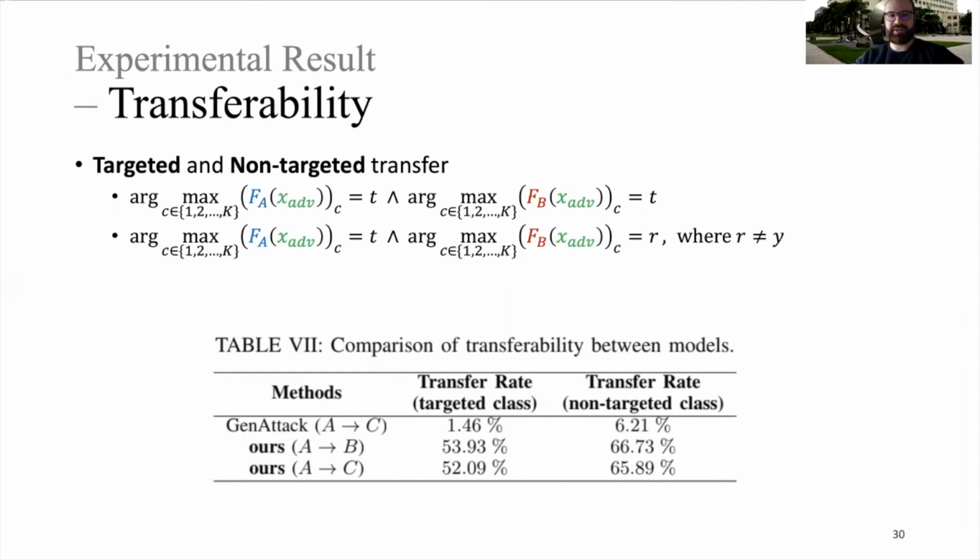However, as you could see, after we send our result to two different classifiers, for the non-targeted and the targeted classes, we still obtain a very high attack success rate.